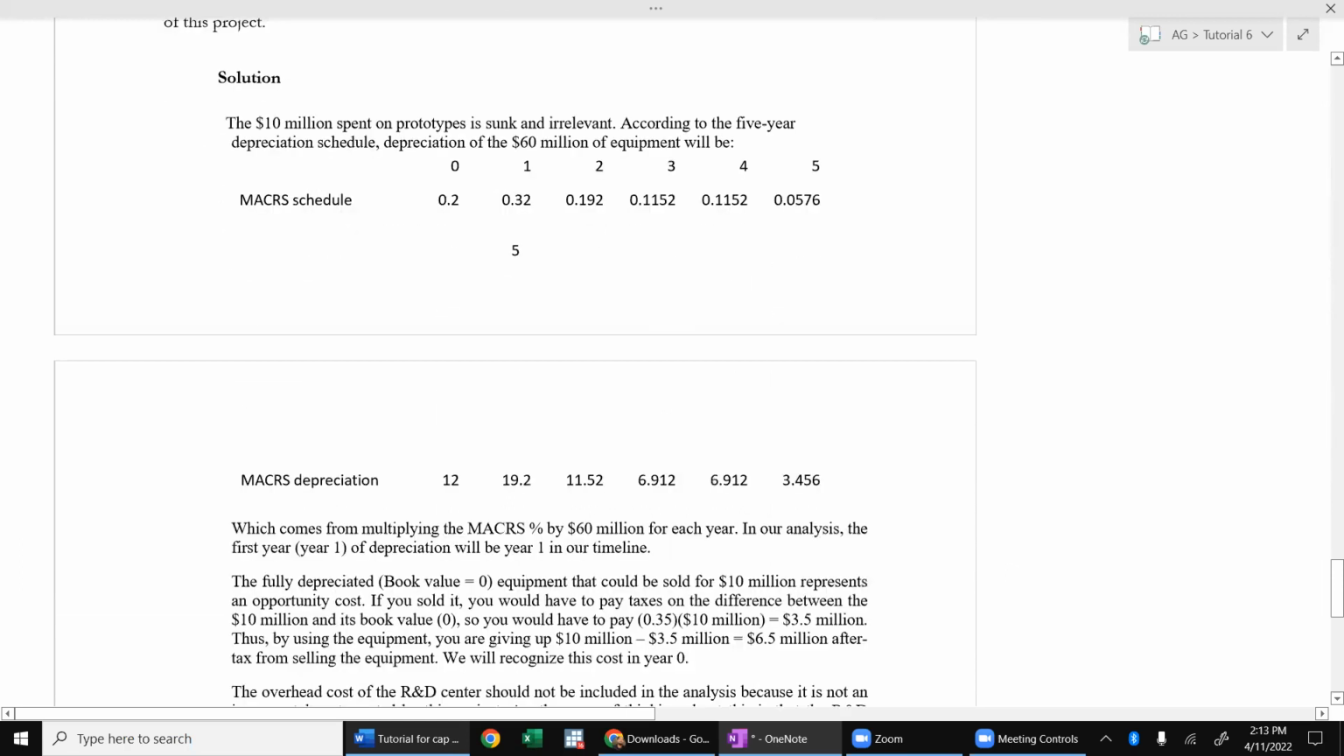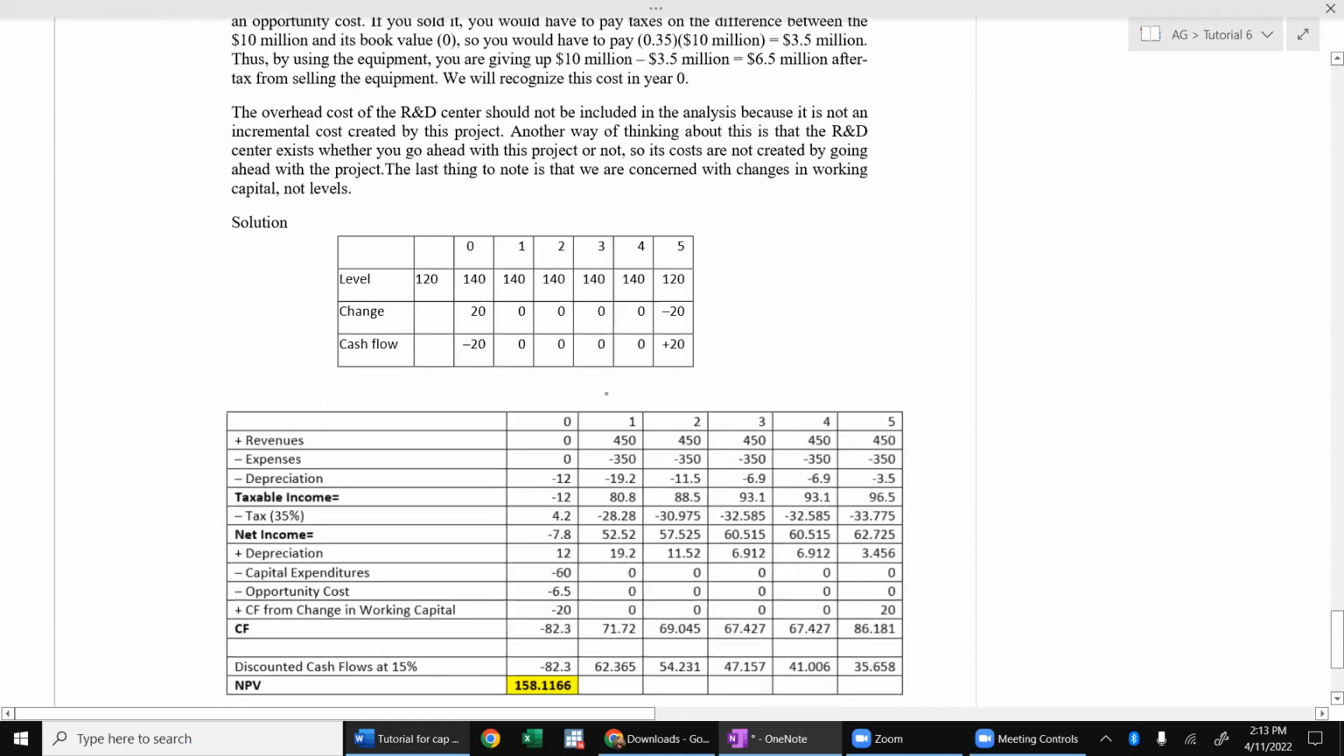So I will show you. The question is saying that if the project is successful, this will be sale every year for how many years?